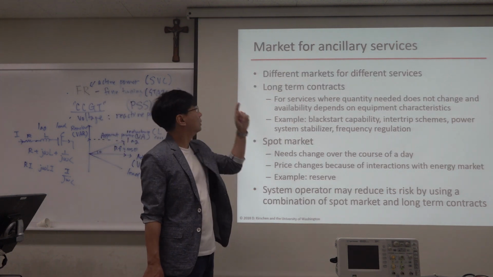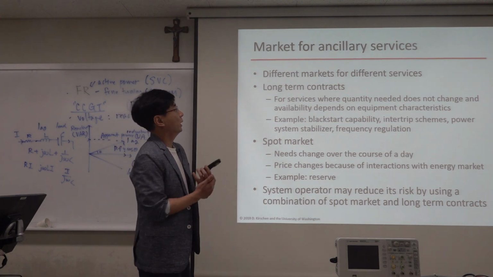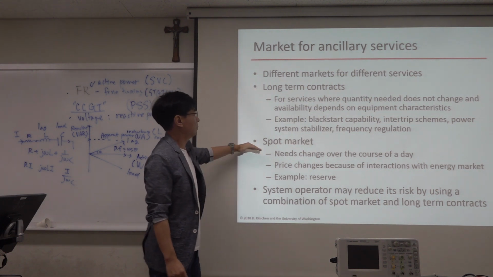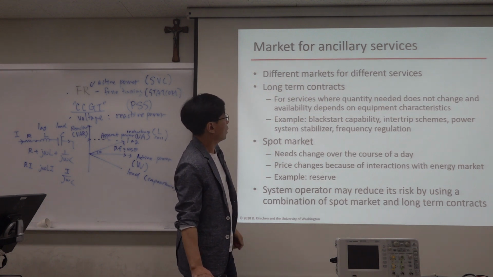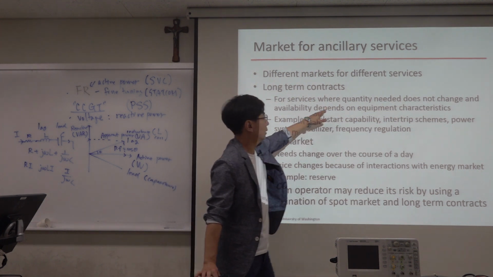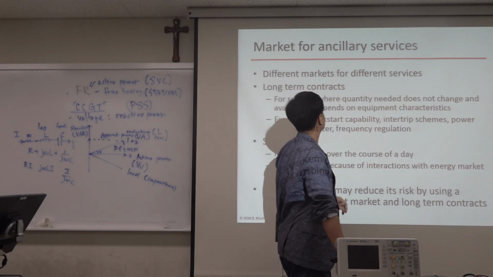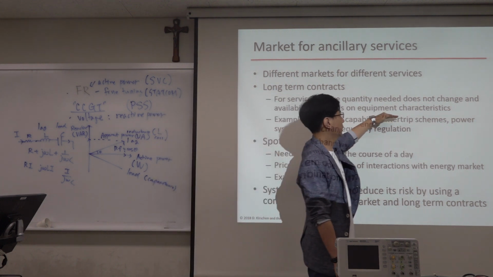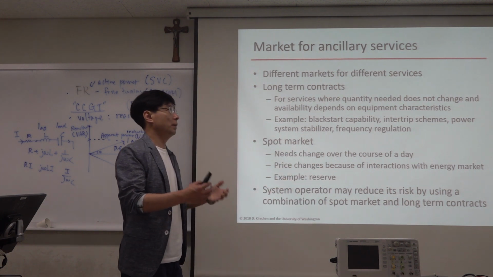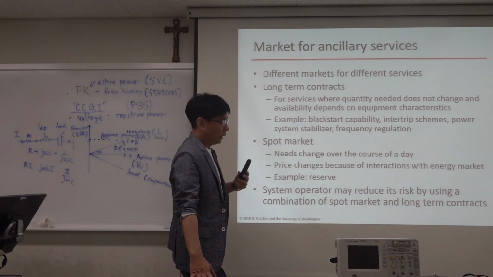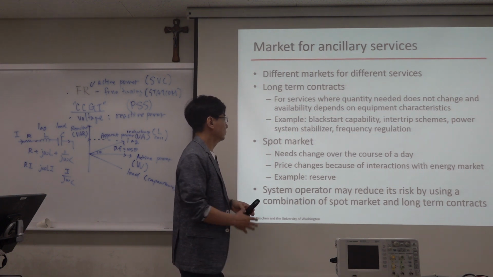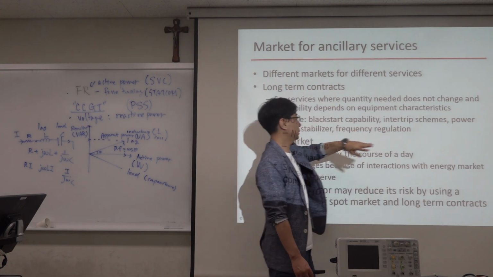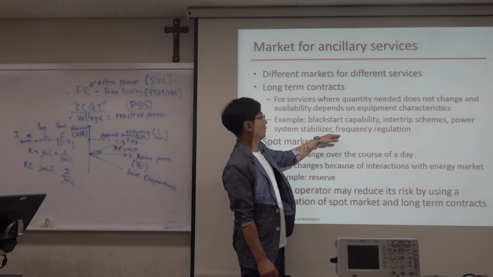So we need to think about markets for ancillary services. And of course, we can have different markets for different services, the long-term contract and the spot market. Long-term contracts are suitable when the quantity needed does not change much and depends on equipment characteristics. That kind of ancillary service can be purchased in advance based on long-term contracts. The examples are black start capability, inter-trip schemes, as I told you, power system stabilizer, frequency regulation.